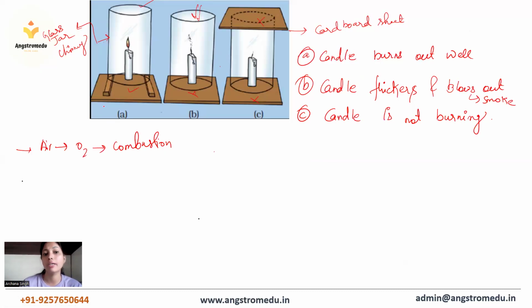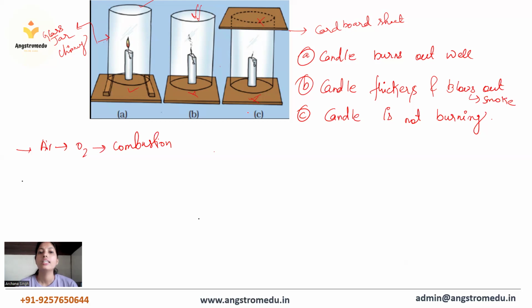In that, what is going to happen in the third one? We were talking about the third one. What is going to happen over there? As there is no supply of oxygen from top and bottom, what will happen? It won't burn. As we said, air, oxygen, combustion. In the first case, we are getting air from top and bottom, both, right? In option B, we are getting it from the top, which is not enough. Due to that reason, it will be blown out.